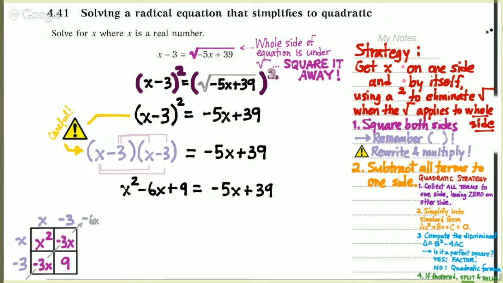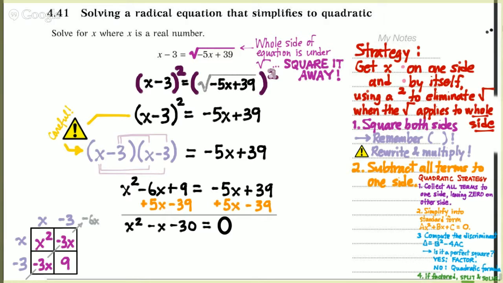But we still have x's on both sides of the equation, so we have to collect all the terms onto one side, leaving the other side equal to 0. We can do that by adding 5x and subtracting 39 from both sides. When I combine like terms on the left side, I get x squared minus 1x minus 30. And on the right-hand side, because we've moved all of its terms, we end up with just 0. That's exactly what we need in order to implement the rest of our quadratic strategy.